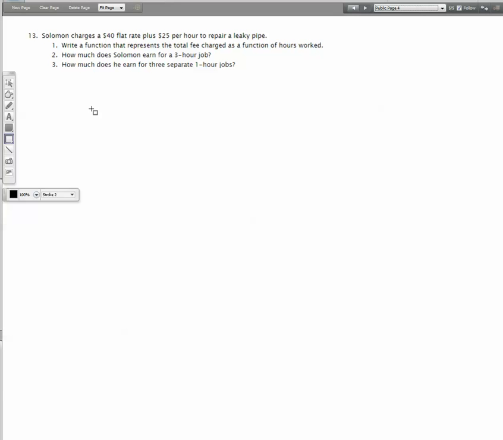The last one I'm going to go over is number 13. So Solomon charges $40 flat rate plus $25 per hour to repair a leaky pipe. Write a function that represents the total fee charged as a function of hours worked. So we're going to have the $40 no matter what. And let's just let it be charged is the cost here. So $40 no matter what. And then we have $25 per hour. So we have 25 times h, because we don't know how many hours yet we're going to be working. So there's the function that we can come up with for part 1.